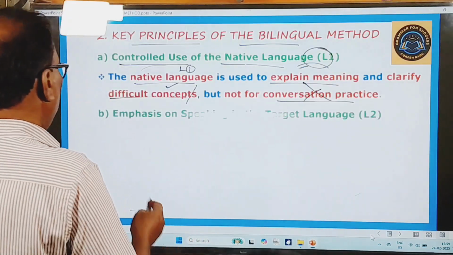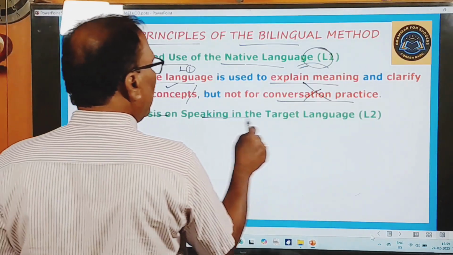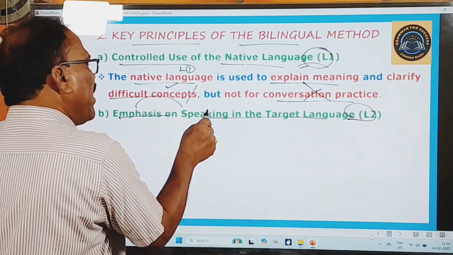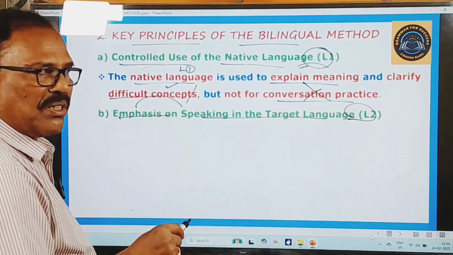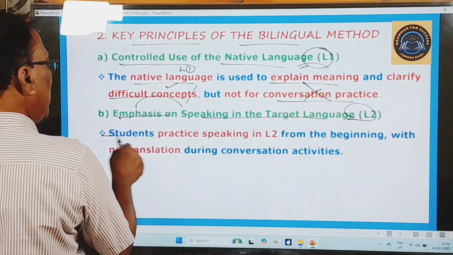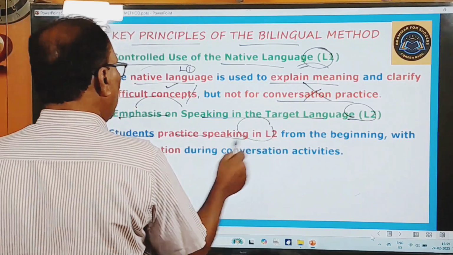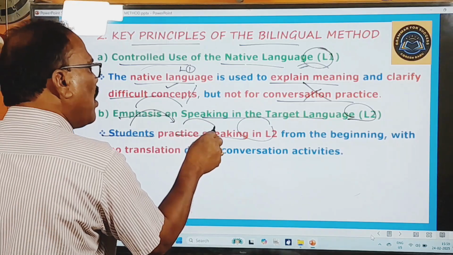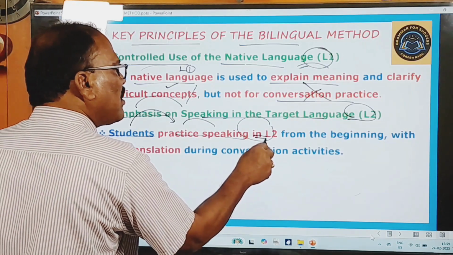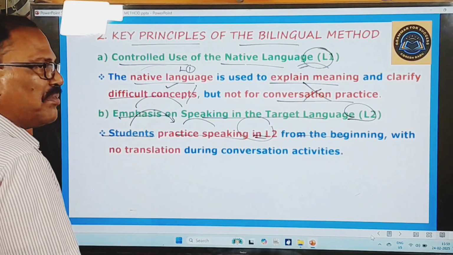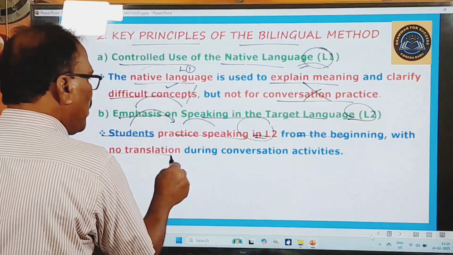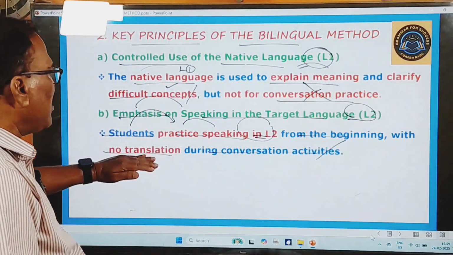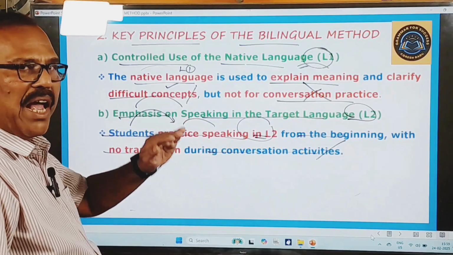And you move on to the next one, emphasis on speaking in the target language, that is L2. So emphasis is laid on speaking only in the target language. How? Let us see that students practice speaking in L2. So in this method, students are encouraged to practice speaking only in L2, in the target language, from the beginning, with no translation at all during conversational activities.